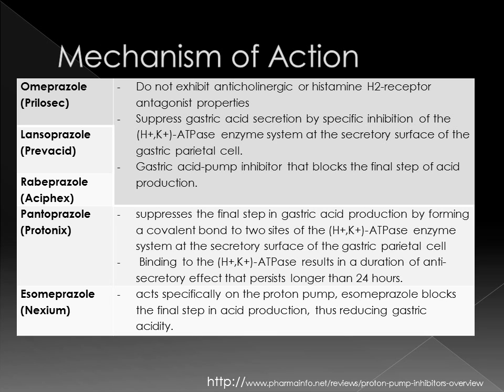Omeprazole, which is Prilosec, lansoprazole, which is Prevacid, rabeprazole, which is Aciphex, pantoprazole, which is Protonix, and esomeprazole, which is Nexium. All these are examples of proton pump inhibitors, and they all work by blocking the final step, the hydrogen potassium ATPase enzyme system, at the secretory surface of the gastric parietal cells.